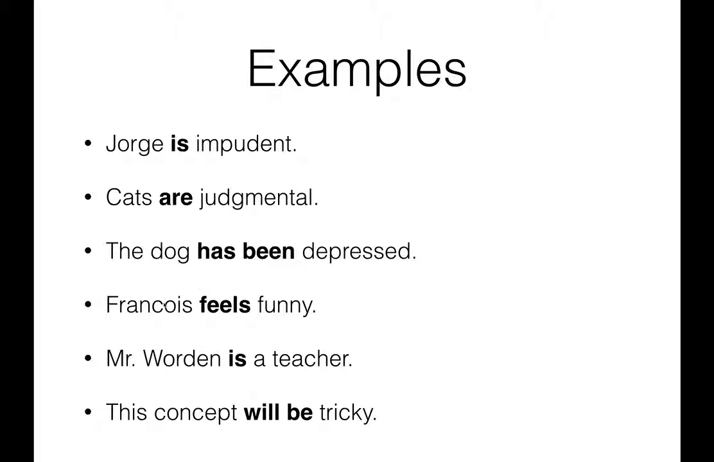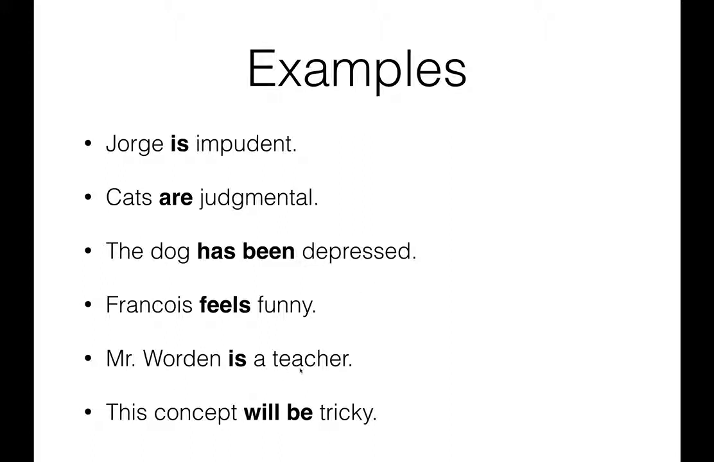Mr. Worden is a teacher. This is different. These are adjective, adjective, adjective, adjective. They all describe the subject. This one is a noun. Teacher is a thing, right? It's a common noun describing a person, a type of person. And it's naming me. So if you've got a noun that follows the linking verb, it works the same grammatically. Just be aware that it's naming the subject rather than describing him.